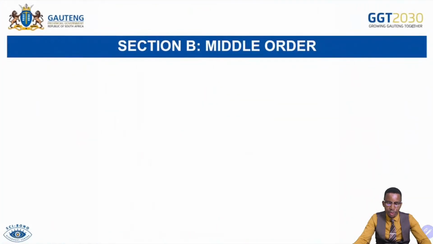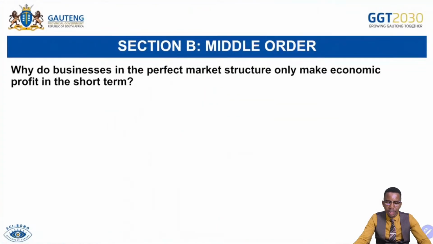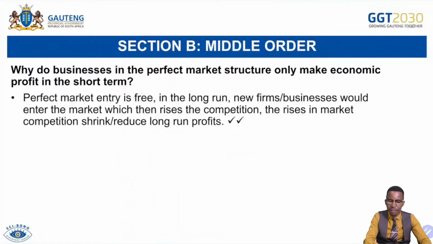And then we continue with section B, middle order. Why do businesses in the perfect market structure only make economic profit in the short run? In a perfect market, entry is free. In the long run, new firms or businesses will enter the market, which will raise competition. The rise in market competition shrinks or reduces long run profits.